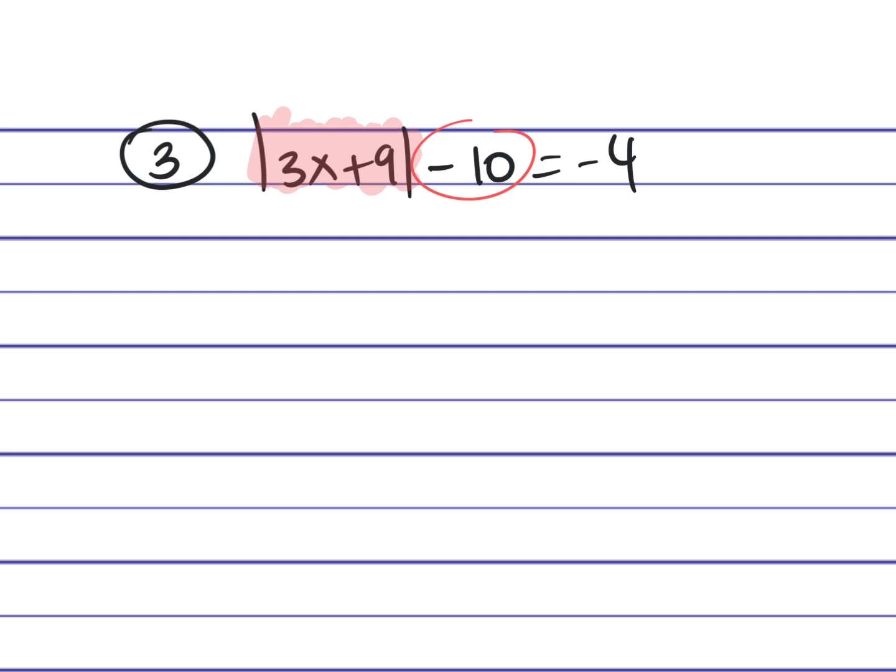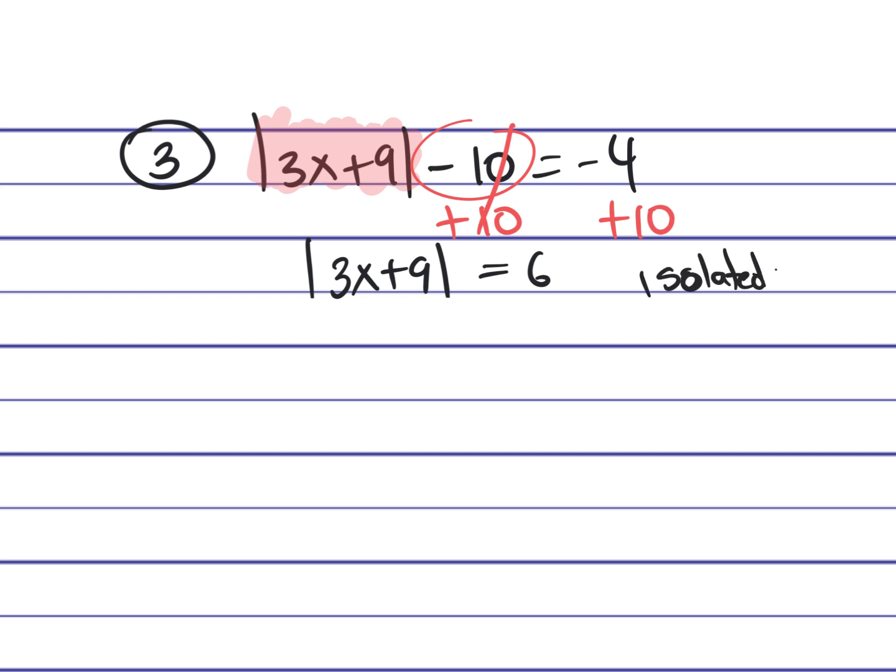So to isolate, I have to get rid of that -10. I do the opposite and add 10 to both sides. And I now have the absolute value of 3x plus 9 equal to 6. So that means it's isolated, and I'm done with step 1. My absolute value has no neighbor whatsoever. Now I can move on to step 2.